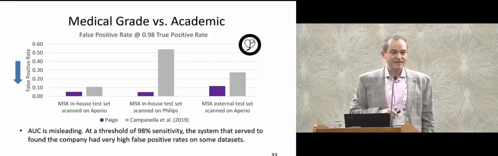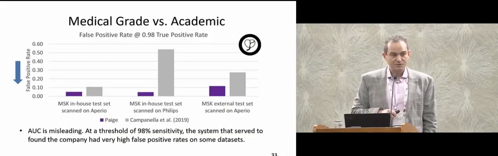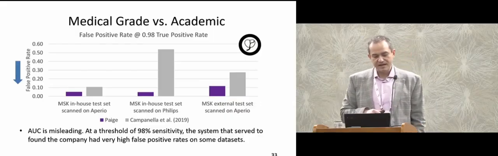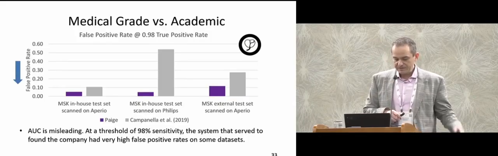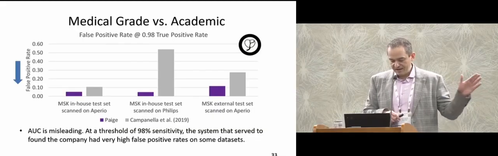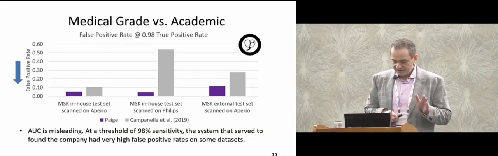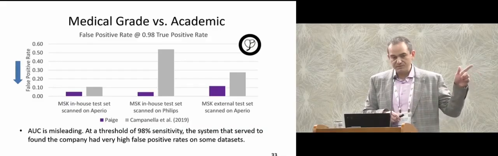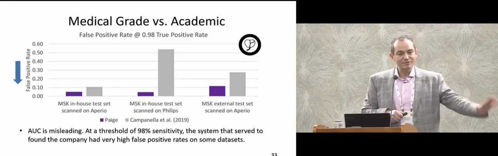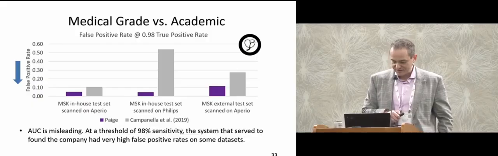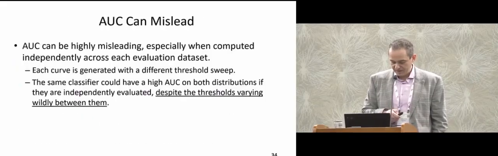Okay, so this was the big gap that I had to solve once we threshold the thing. Instead of looking at AUCs, let's threshold it. Here it's thresholded at a false positive rate at 98% true positive rate. The purple is Paige, and the gray is that Nature Medicine paper. You can see, especially on the middle distribution, which is the one we needed to work on because that was the FDA-cleared system, at that threshold the false positive rate was over 50%, right? We had to bring that down to actually get it to be clinical grade.